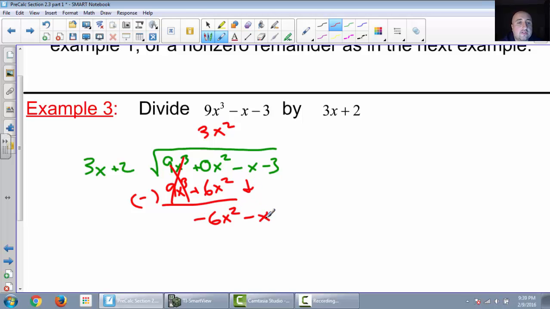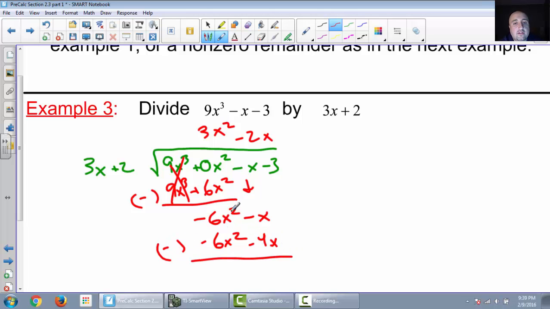Bring down the minus x. All right, so what do I have to multiply 3x by to get negative 6x squared? So negative 2x, when I multiply x by x to get x squared. Multiply. Negative 2x times 3x is negative 6x squared. Negative 2x times positive 2 is negative 4x.